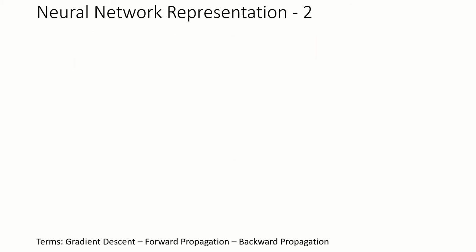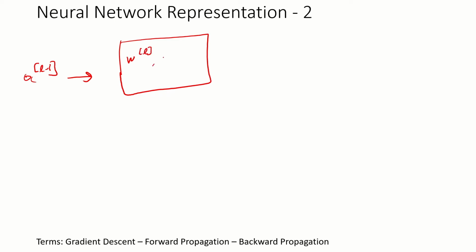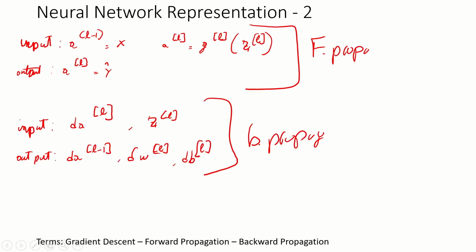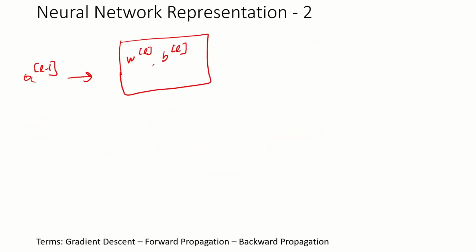So how do we present this? So let's get a clean slide here. We'll draw a box where the input is basically the input features, which is denoted by a^[l-1]. You have initialized W^[l] and b^[l] by random variables, and the output of this would be a^[l].